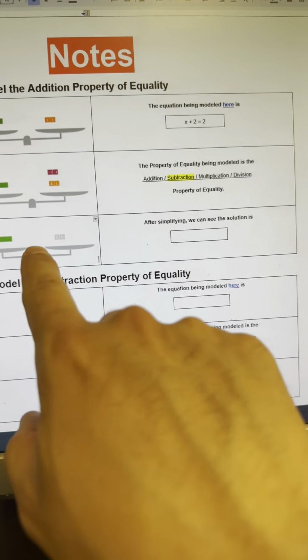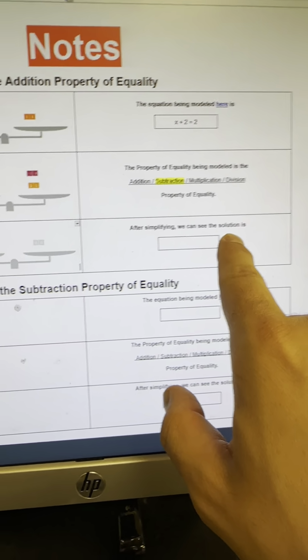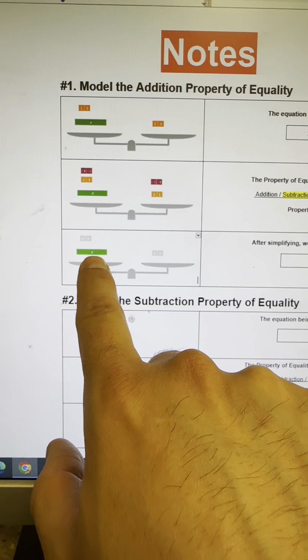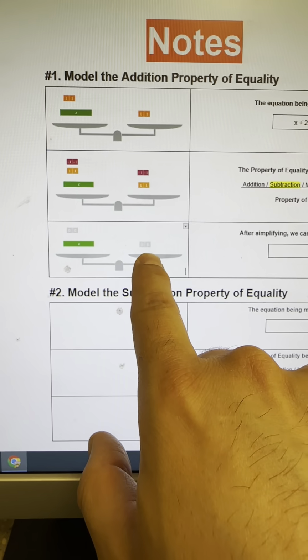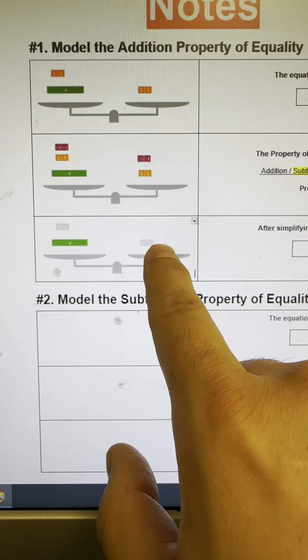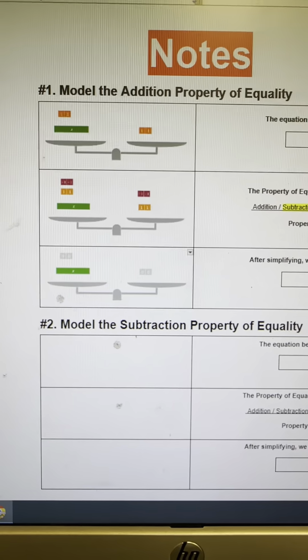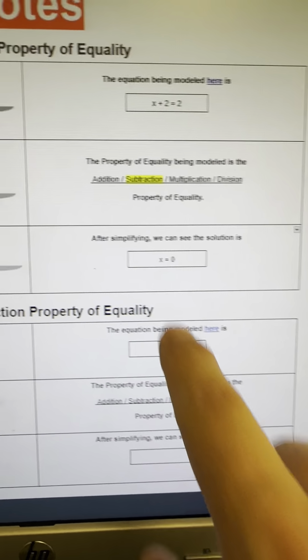And then the last step here you can see is to simplify and then check what the solution is. Your solution is always going to be, once you isolate x, when x is by itself, what is on the other side? Nothing is here. So that means x is balancing with nothing, which means the only way that's possible is if x is also 0. So x has to be 0. So then I just put in x equal to 0 for my solution.